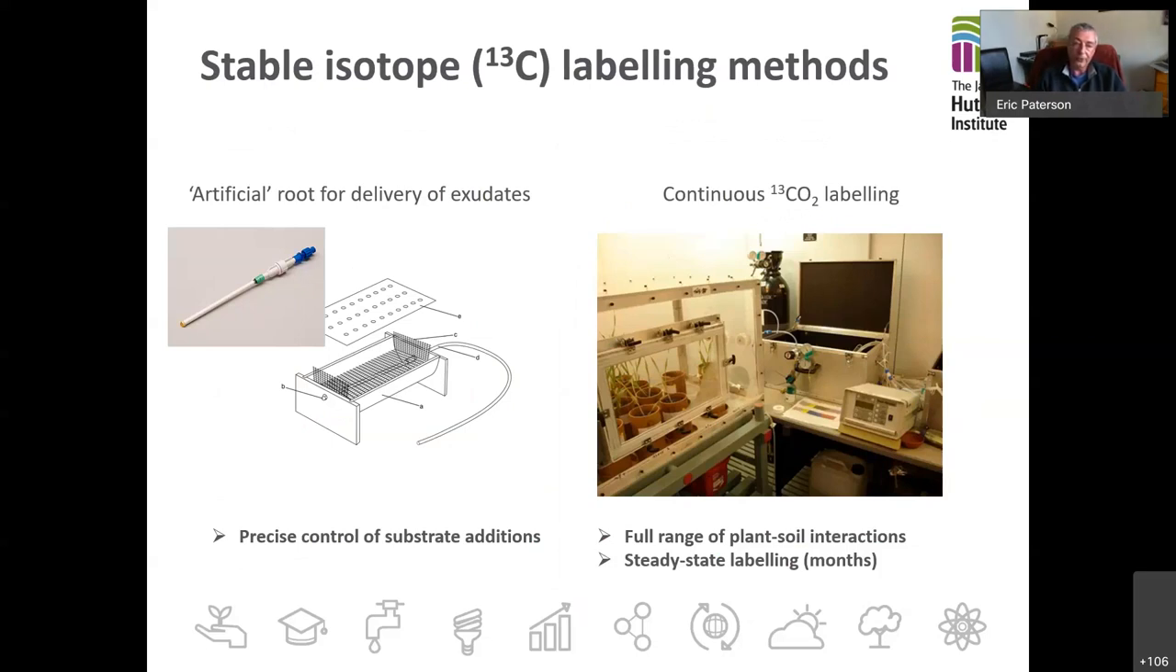So to do this, we've got a continuous 13C labelling setup, which allows us to give the plant a very distinct signal, still be able to partition respiration sources, the plant and soil organic matter. And we can apply this over the full cycle of an annual plant.